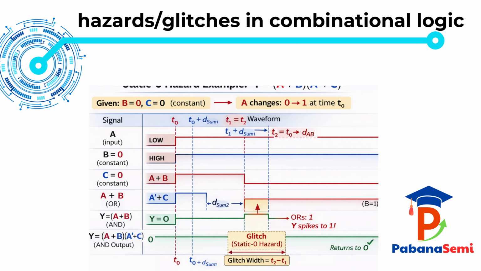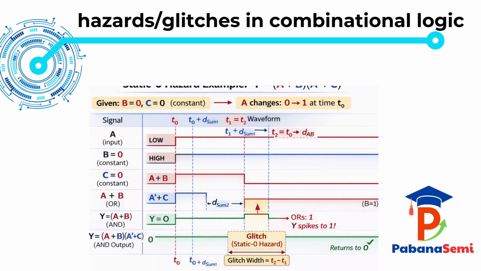Now, observe what happens in real hardware. At time t0, a rises. Because of propagation delay, the first OR term, a plus b, becomes 1 after its delay. The second OR term, a prime plus c, does not immediately become 0, because a prime must first pass through the inverter delay. So for a short time window, both OR terms are simultaneously high. Since the final output y is the AND of those two terms, y briefly becomes high, even though it should have stayed low. That temporary spike is the static 0 hazard.